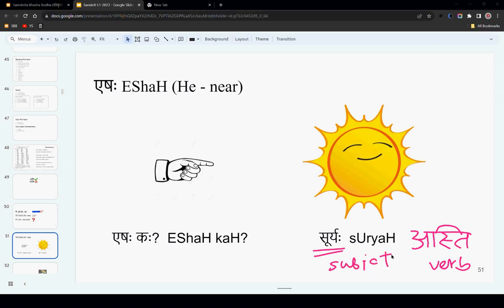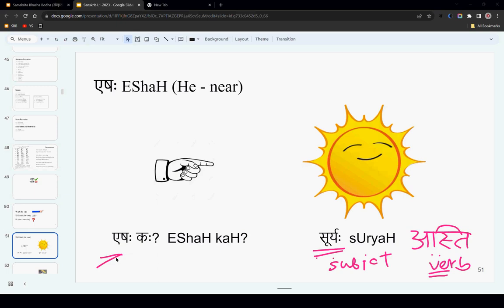So in a Sanskritam sentence, generally, not always, but generally, in a simple sentence, we put the verb at the end for easier understanding. Surya Asti. Surya exists. Surya is.